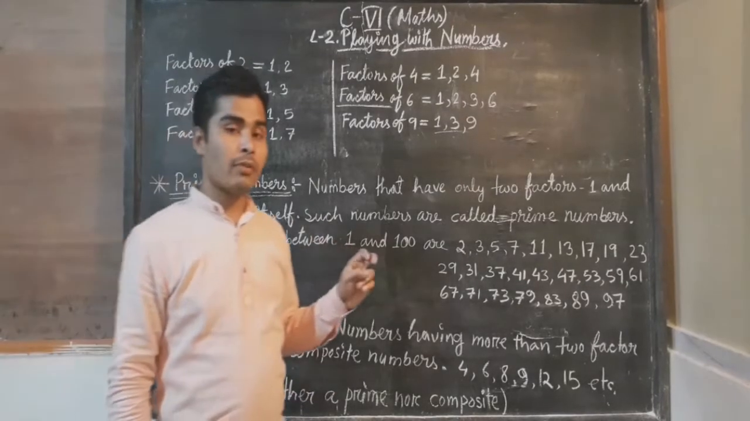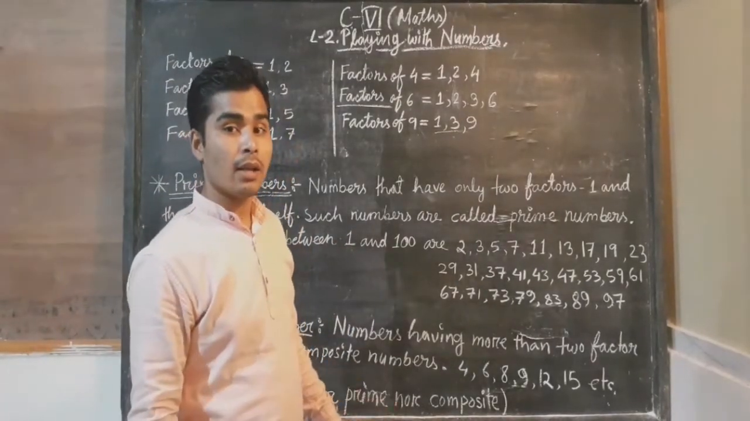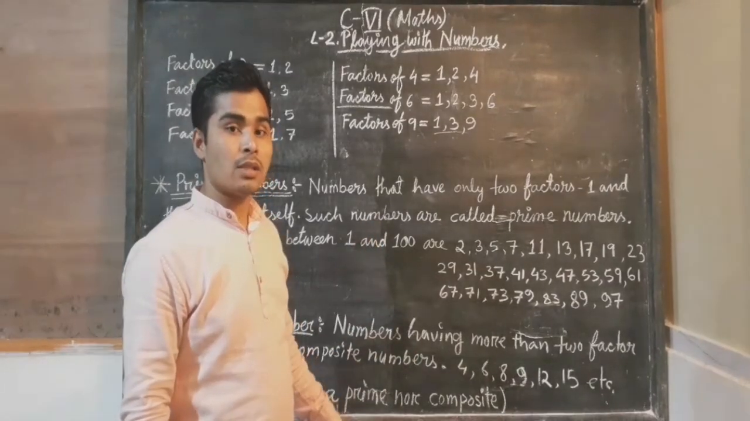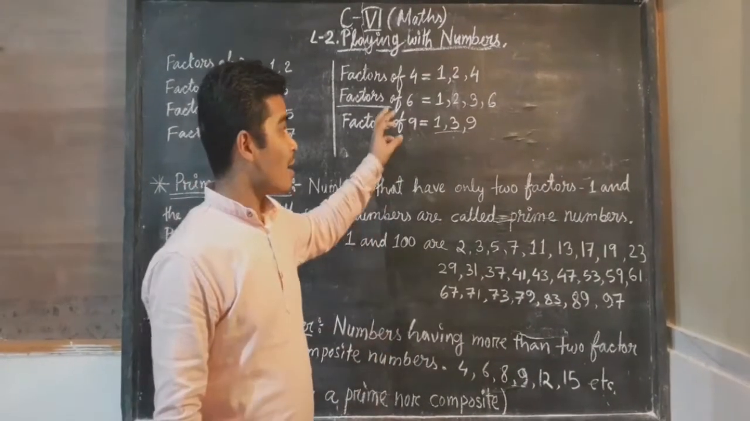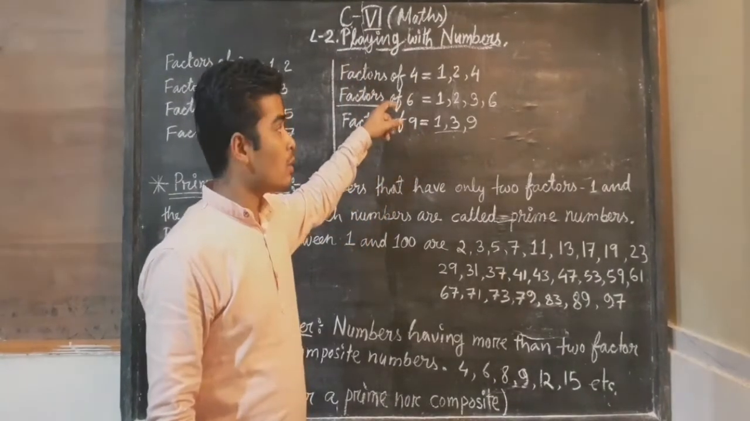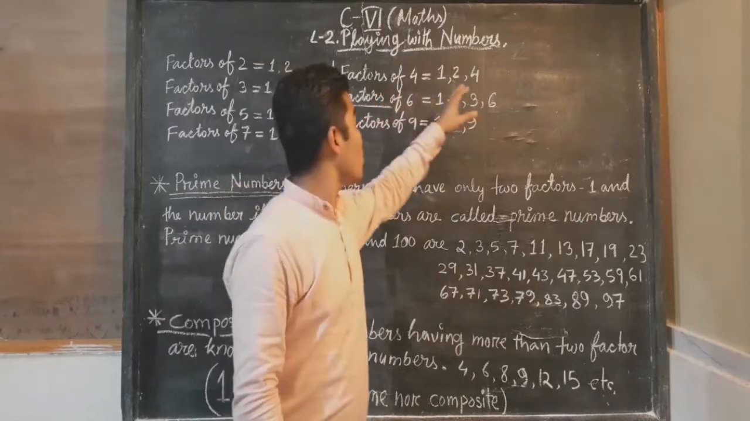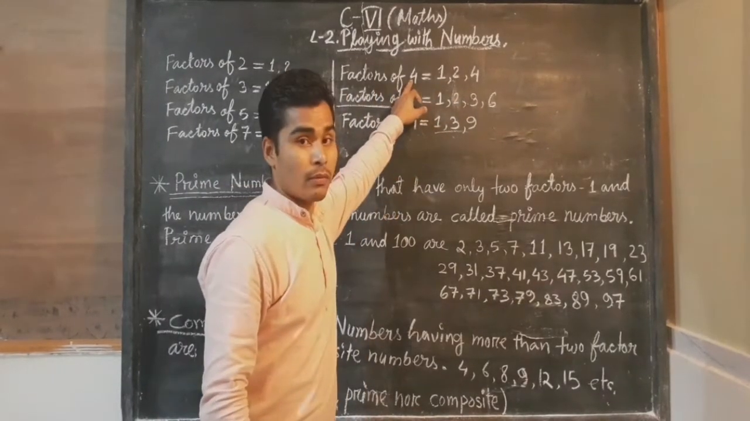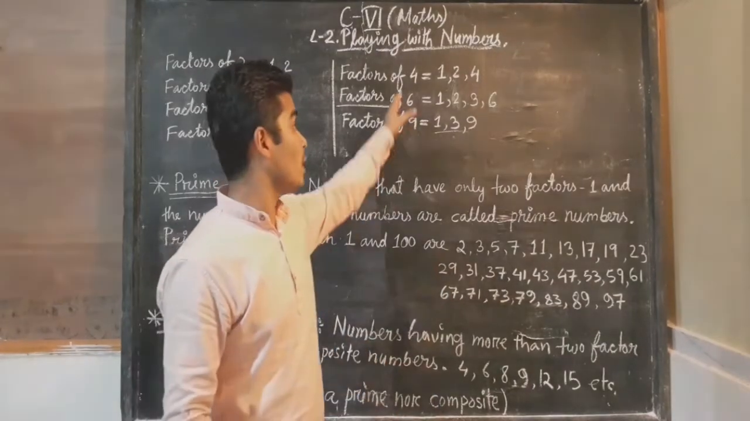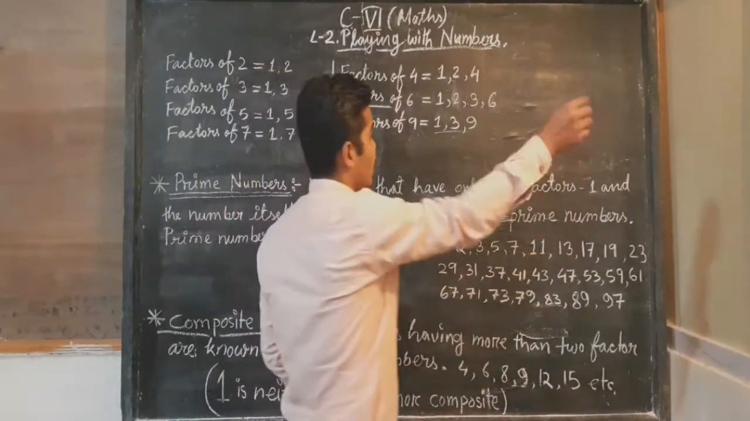There are two methods for finding factors of a number. One is the multiplication method and one is the division method. I will show you one method to find the factors of a number. I will show you how I found the factors of 4 first. Look at the board carefully. I am going to use the multiplication method to find factors.